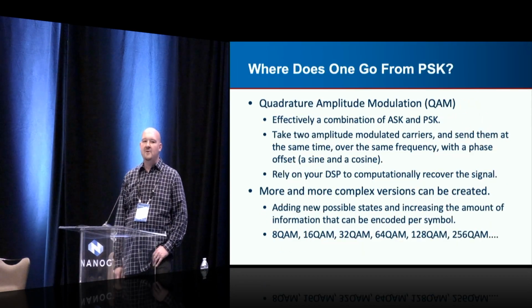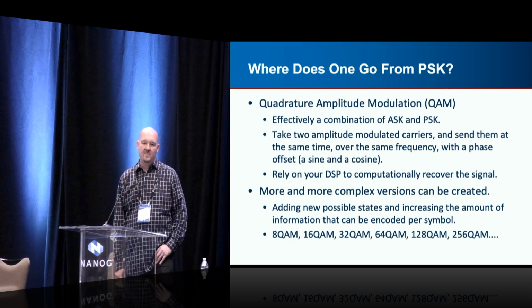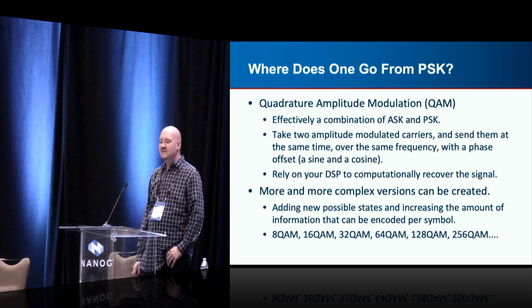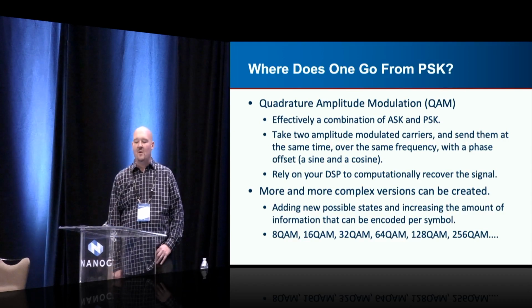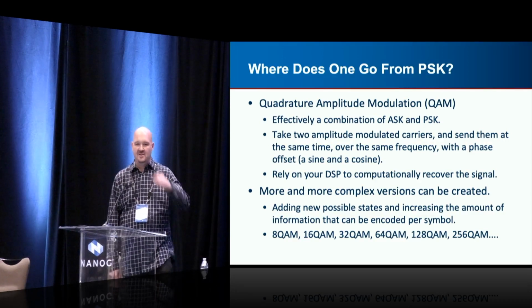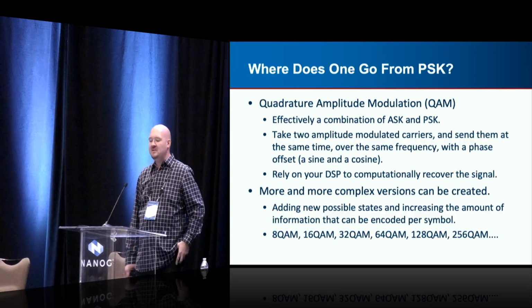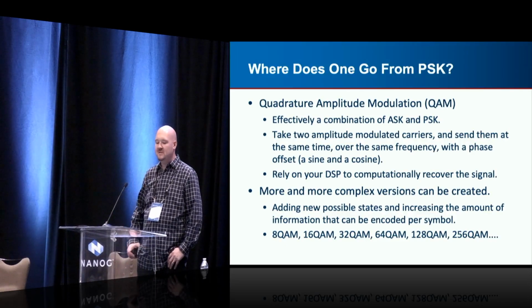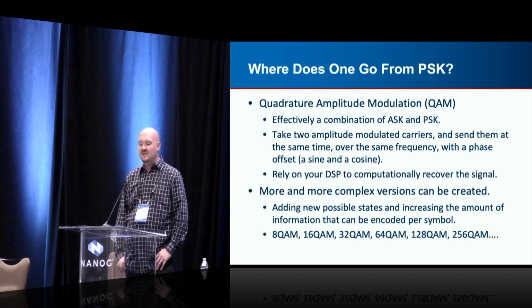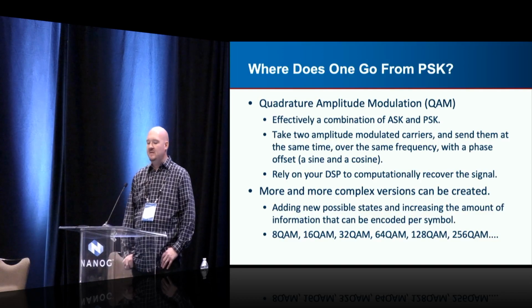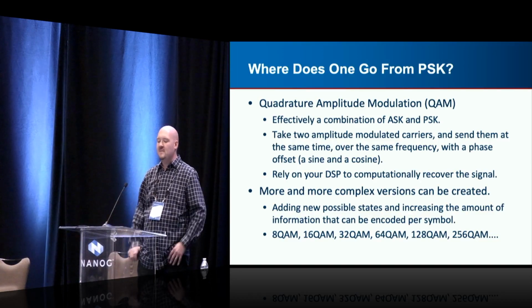So where do you go from there? Well, now that we're modulating on phase, you add amplitude back into it. So you have something called QAM, quadrature amplitude modulation. It's basically just a combination of phase shift keying and amplitude modulation. So now you have two different modulated carriers that you can send at the same time, the same frequency, but with a phase offset. And you're using a DSP to computationally recover from that.